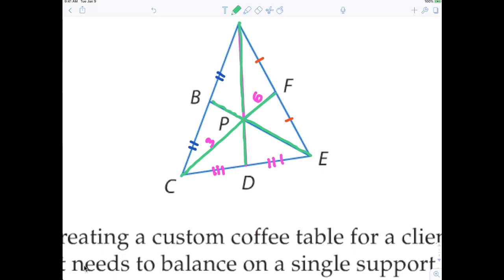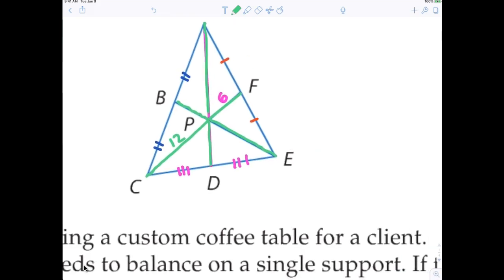So if FP is 6, then we would say that PC is what? 12, and then FC is what? FC would be what? 18. All right? So that's what they're trying to tell you. If this is X, CP would be 2X, and CF would be what? 3X. That's where they're getting that ratio from.